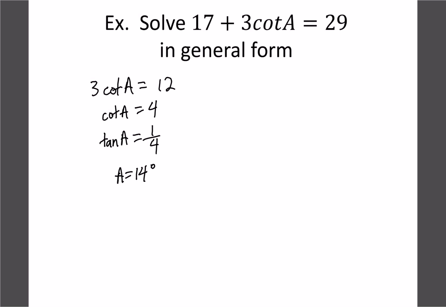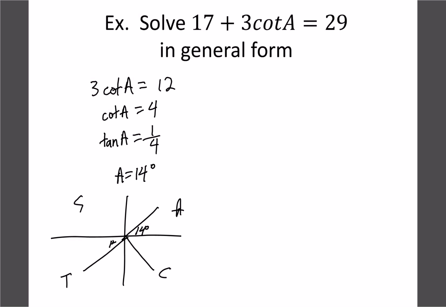So now all we have to do is figure out what our other possible angles are. We've got 14 degrees here, and that's when tangent was positive. The other tan coordinate is down here. So that would be 14 degrees there. So our other answer should be 194.